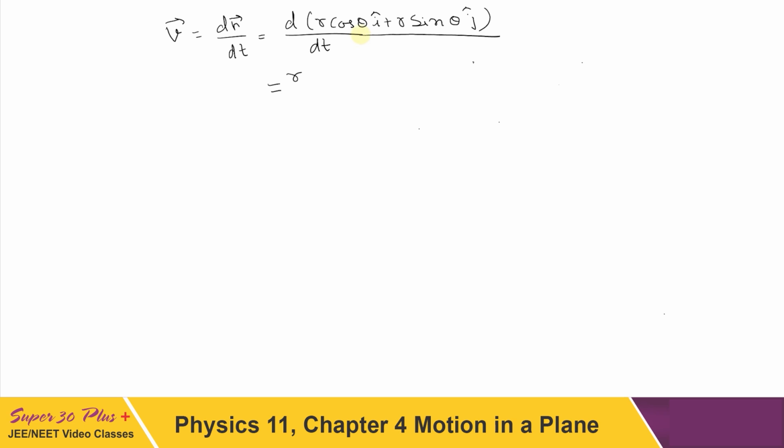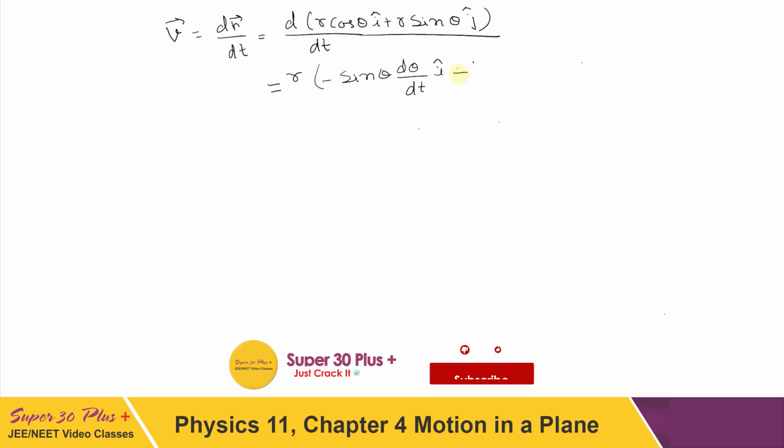And now this is differentiation of cos theta with respect to t. So that would be minus sine theta. Of course, d theta by dt has to be written here because we had to differentiate with respect to time, and I. For sine theta, r I have already taken outside, so it will be cos theta into d theta by dt j.